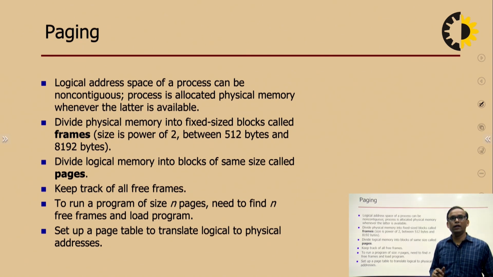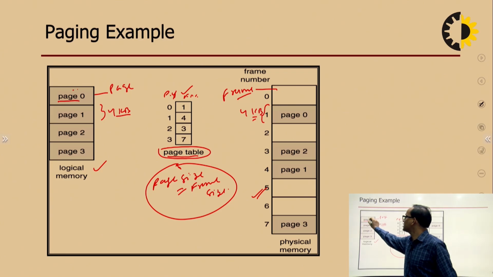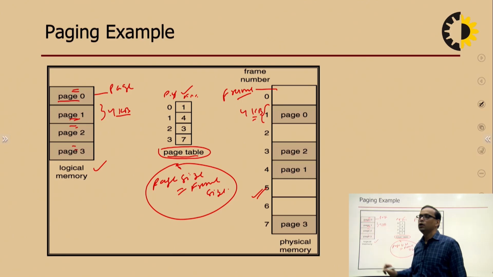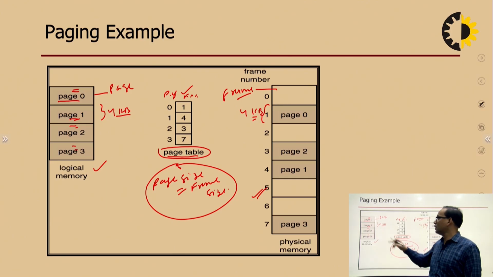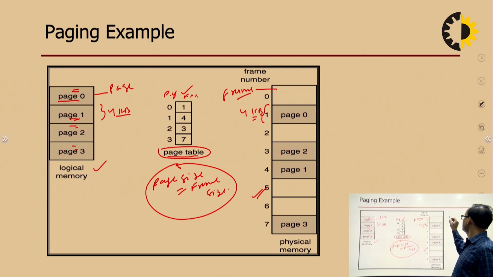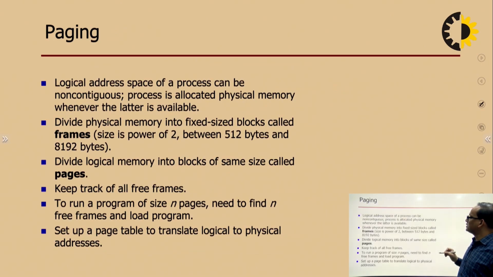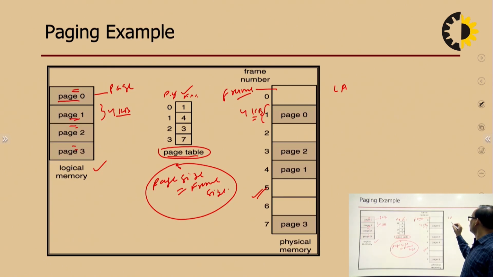Whenever the CPU requires data from any page, the CPU will generate the logical address. Suppose some instructions are written in page 0, some instructions are written in page 1, page 2 and page 3. So whenever the CPU wants to fetch the data of page 0, page 1, page 2, page 3, then the CPU will generate a logical address. So the logical address is an address generated by the CPU, and that logical address is basically divided into two parts. First part is known as the page number, and second part is known as the page offset.